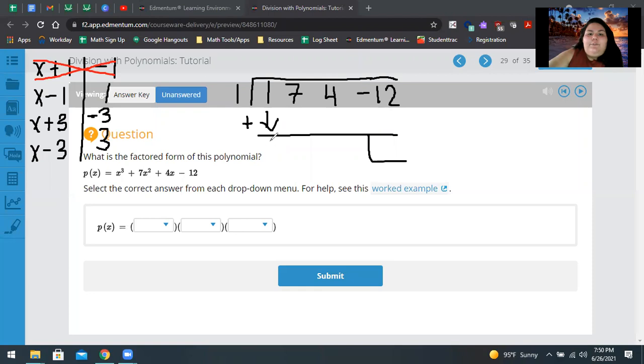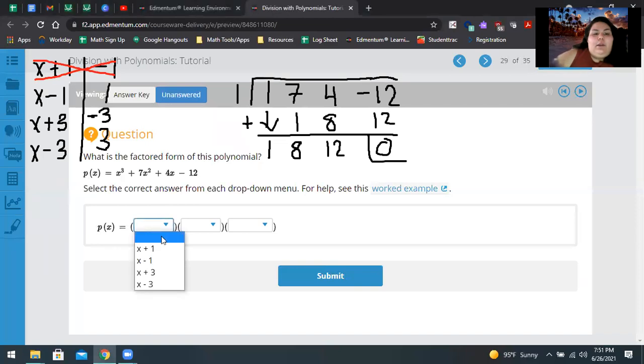So we're using +1 here in this case. I bring down this 1. 1 times 1 is 1. 7 plus 1 is 8. 8 times 1 is 8. 4 plus 8 is 12. 12 times 1 is 12. -12 plus 12 is 0. I just found my factor. It is x minus 1. So we found one of them already.